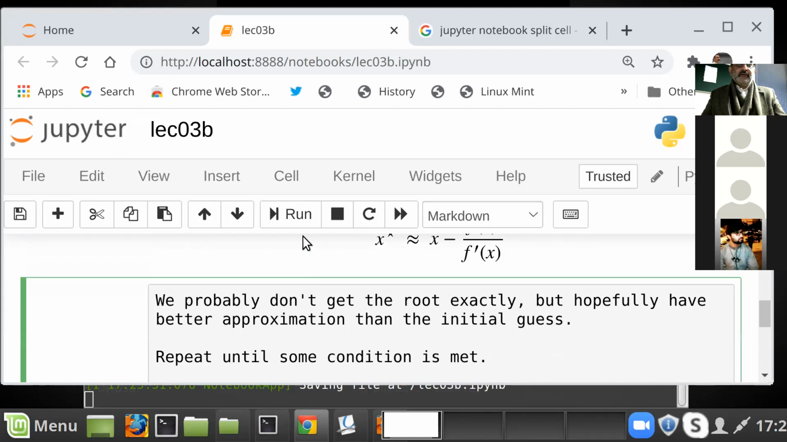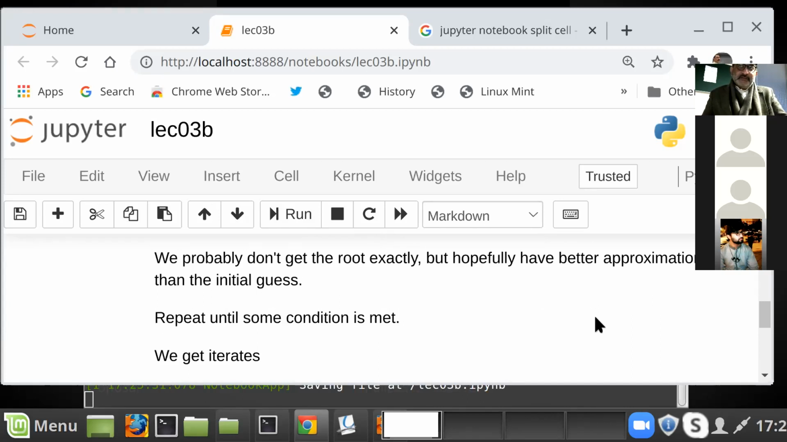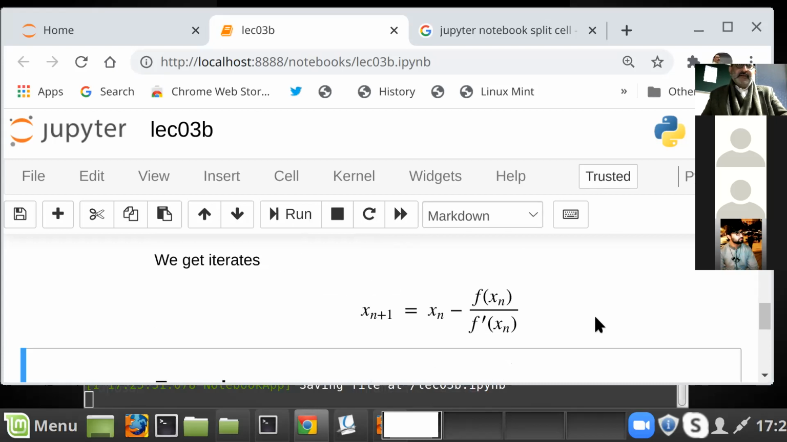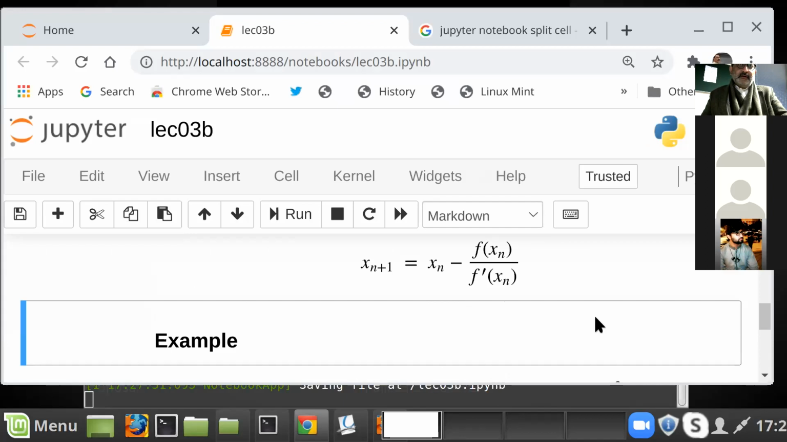All right, now we're not going to get the actual root, right? Because it was an approximation, not the exact Taylor's formula, which had infinitely many terms in it. But hopefully you get a better approximation than the original guess. So then that new estimate that you got, that's your x now. Now you do it over again and you do it over again. And you get a bunch of iterates. So basically, the n plus 1th approximation is the nth approximation minus f at the nth approximation divided by the derivative of f at the nth approximation.